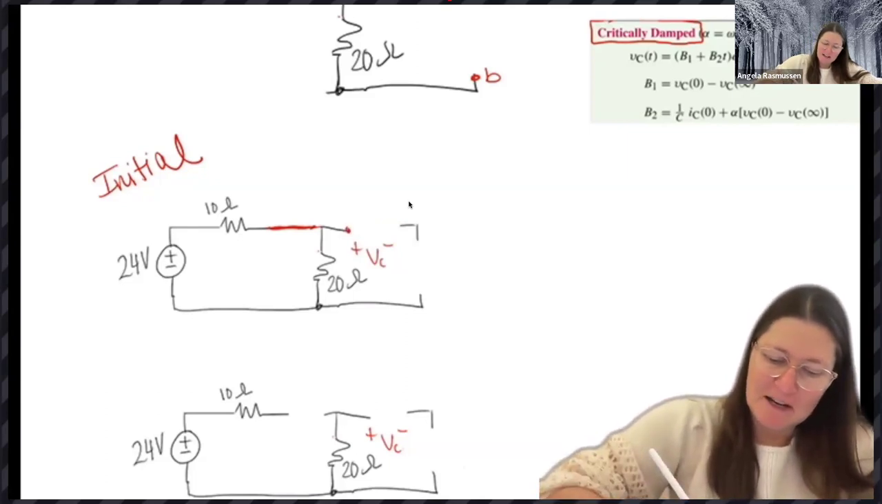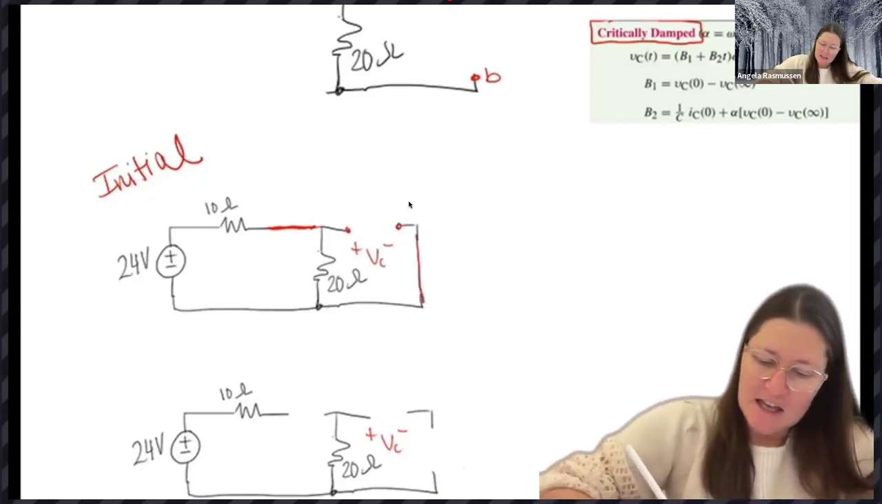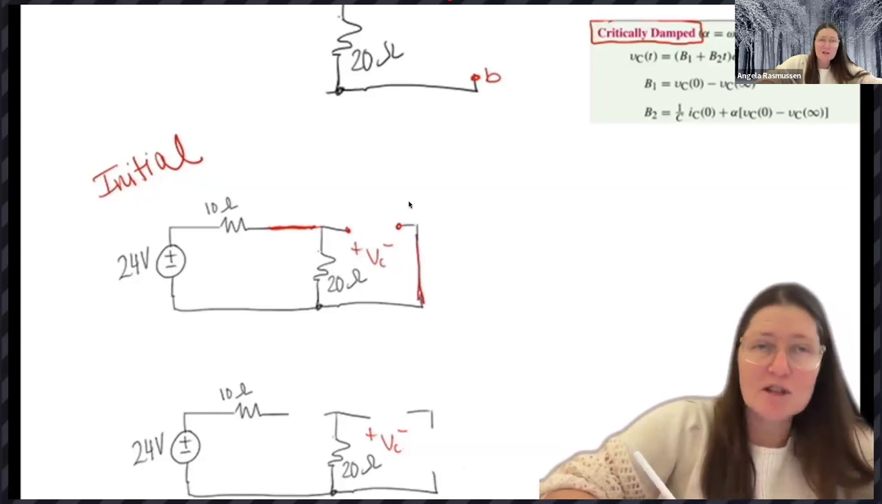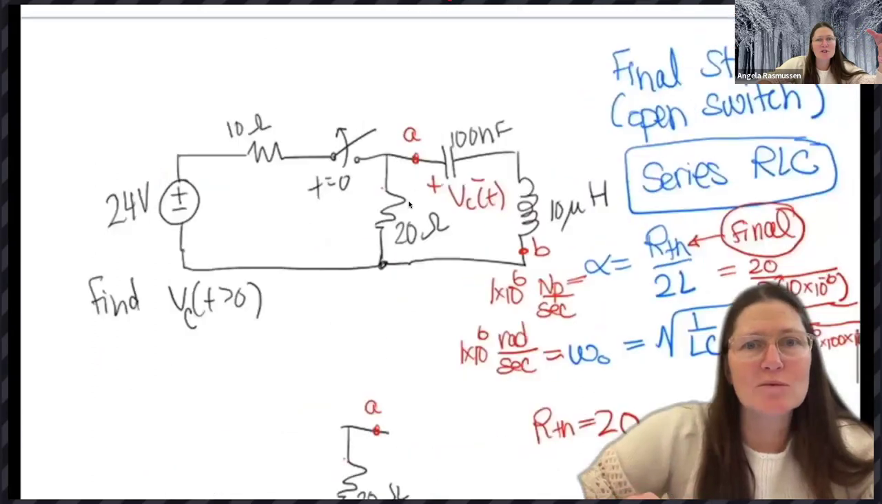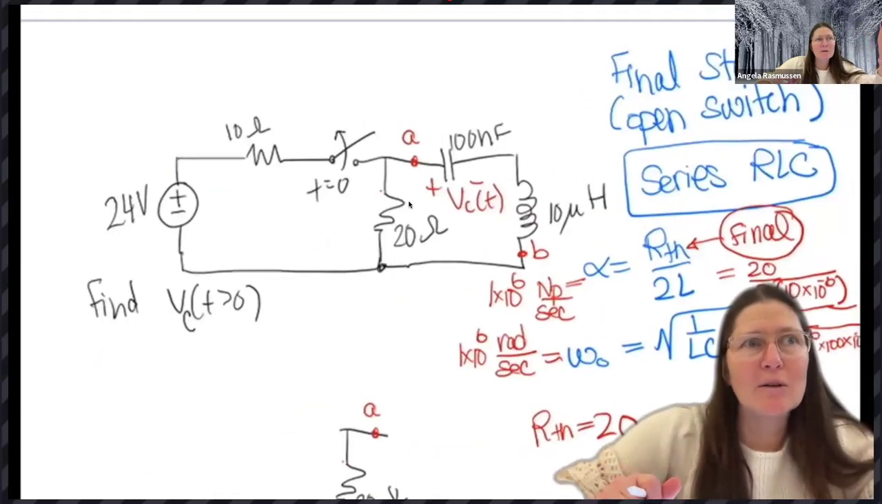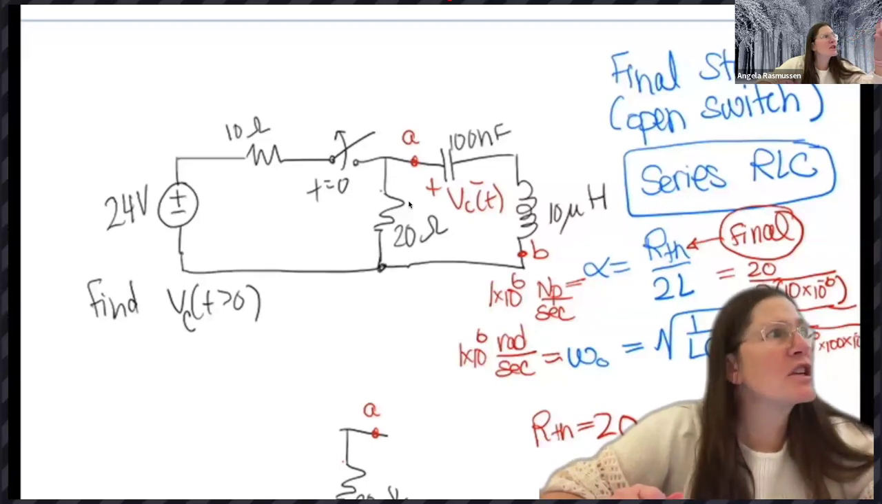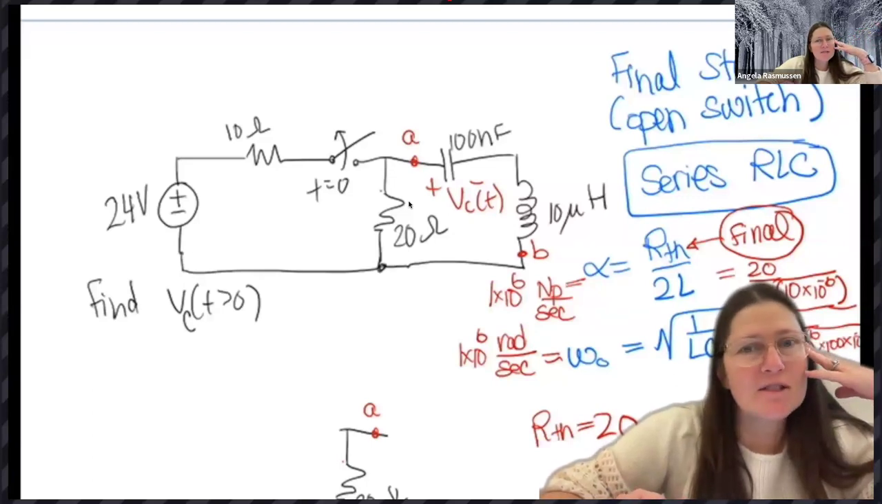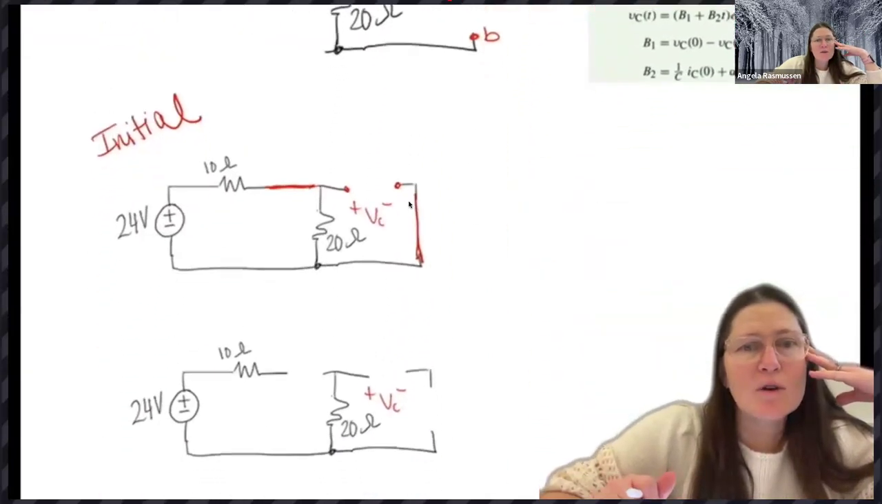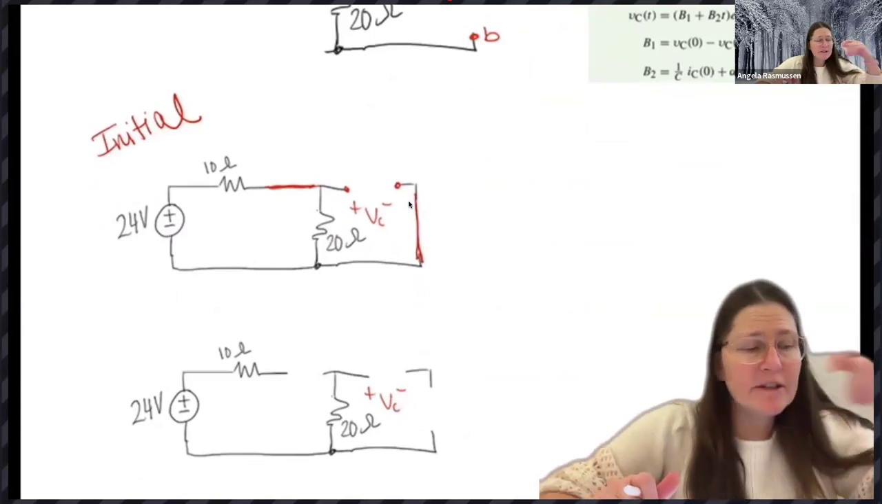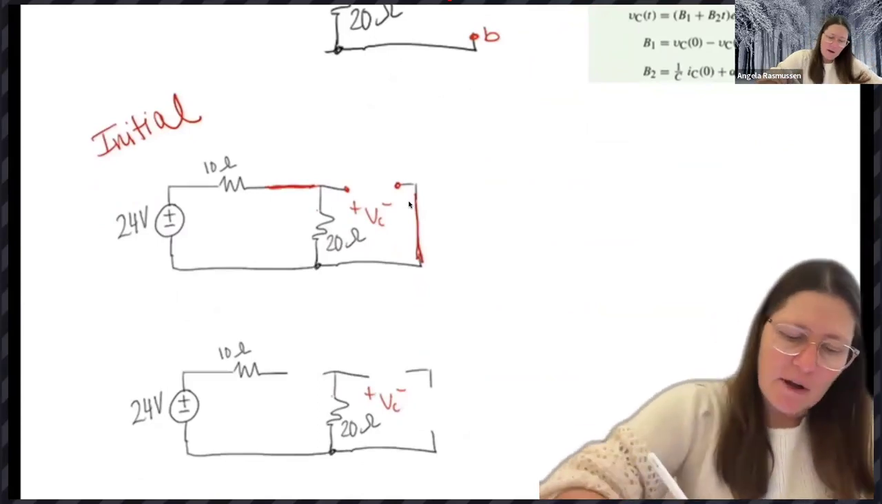VC is up here. And then you want to make sure on these that you're labeling the VC with the same polarity as it was originally. That can be a little bit of a trick if it's not polarized. So you need to just make sure that the plus and minus of that stays the same direction, so you find the values in the correct way. All right. So VC here, how do I find that one?